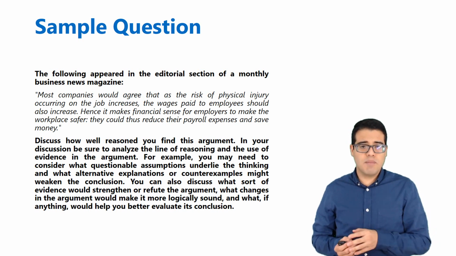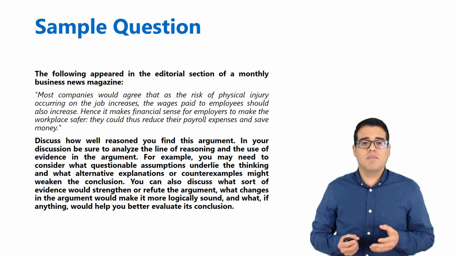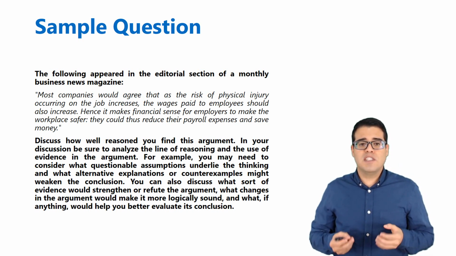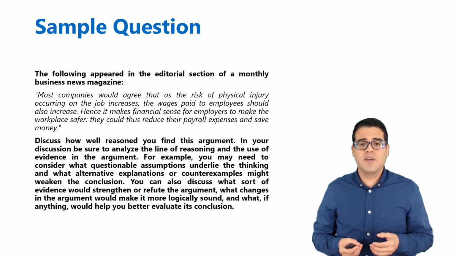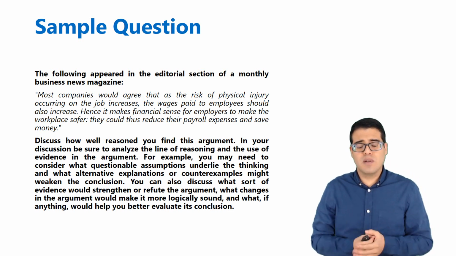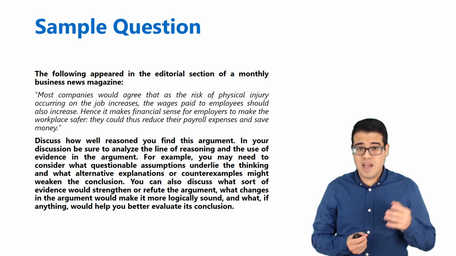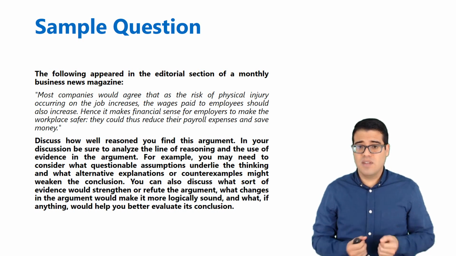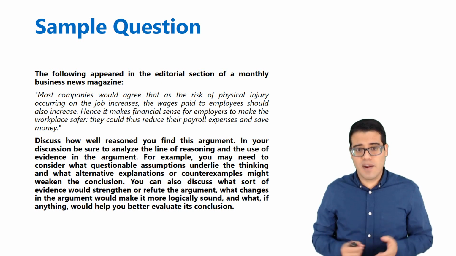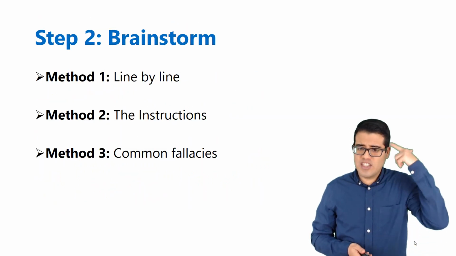Well, usually it is the previous sentence. And before hence, the sentence is that most companies would agree that as the risk of physical injury occurring on the job increases, the wages paid to employees should also increase. Notice that the premise that leads to the conclusion is a claim. And usually, a claim that supports another claim is weak. It's a weak argument.